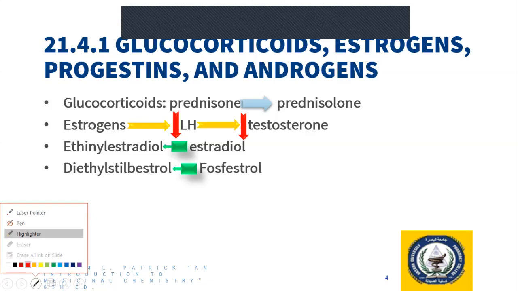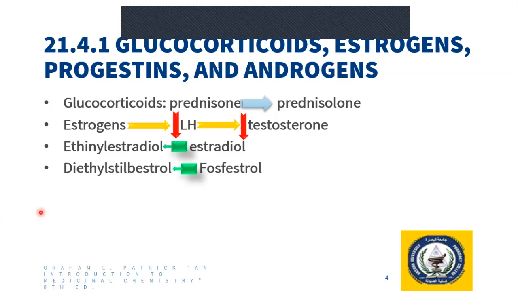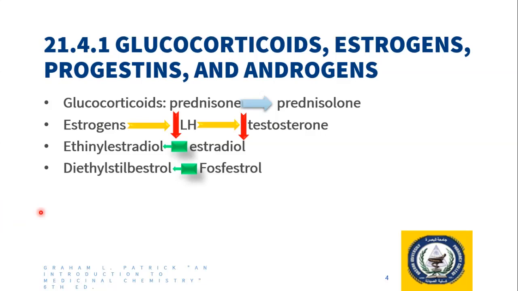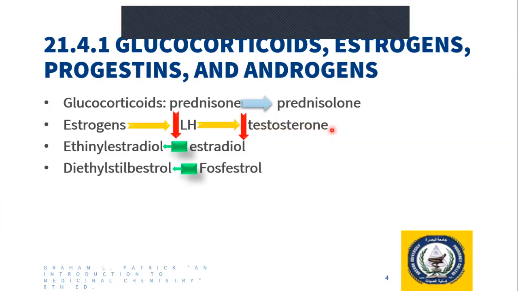Okay. Also, estrogens have been used in cancer treatments. Why? Because estrogens decrease the levels of luteinizing hormone, and if you decrease the luteinizing hormone, this will lead to decreased testosterone. Okay? And some cancers need testosterone to grow. Examples of the estrogens are ethinyl estradiol and diethylstilbestrol.